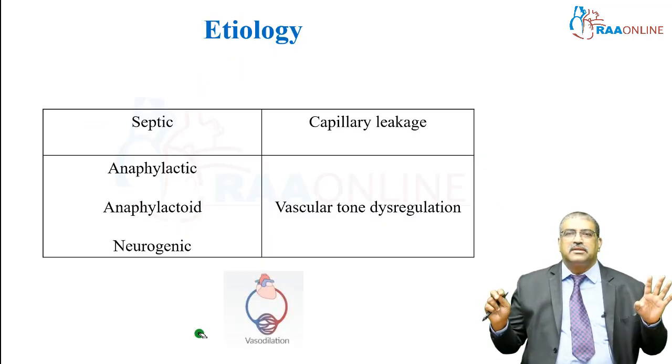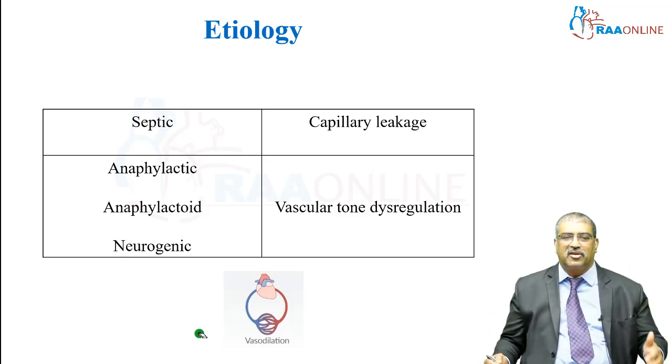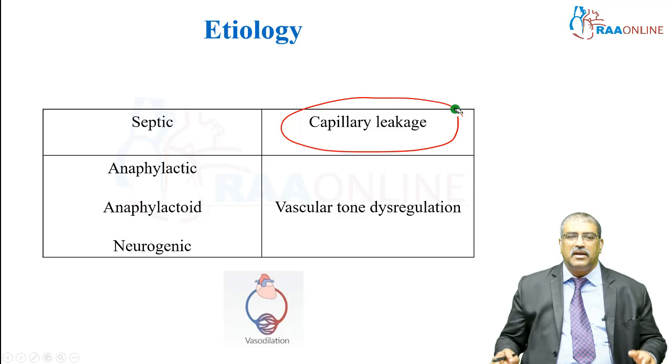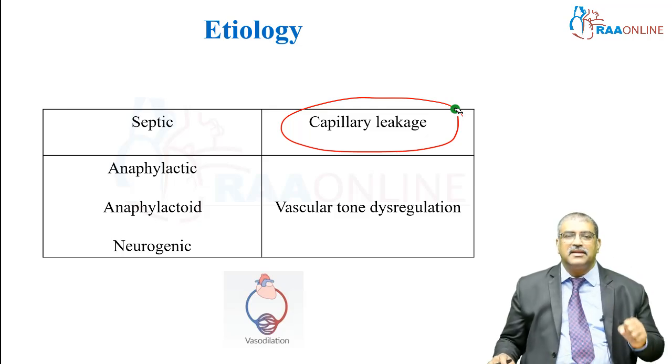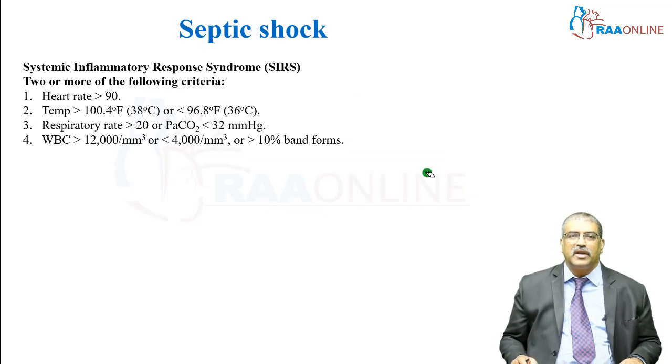Here it is caused by 4 types. It can be septic, anaphylactic, anaphylactoid or neurogenic. In septic, it is capillary leakage. In anaphylactic and neurogenic, it is vascular tone dysregulation.